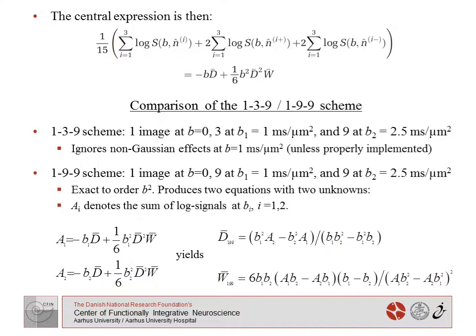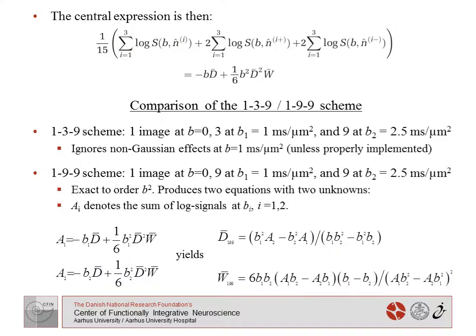this, shown here on top of this slide, where a weighted sum of log signals acquired along directions n_i^+ and n_i^-, and the index i goes from 1 to 3, so there are 9 directions in total. And this sum of these log signals adds up to a number which is the sum of this minus bD term here, and then a kurtosis term which is proportional to b squared. So we can see from the equation that if we know the mean diffusivity and have measured the signal along these 9 directions, then we can estimate the mean kurtosis using this expression.